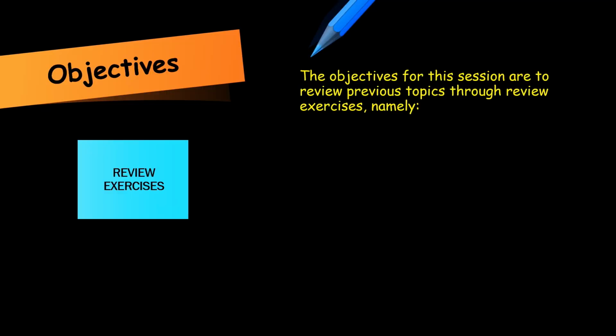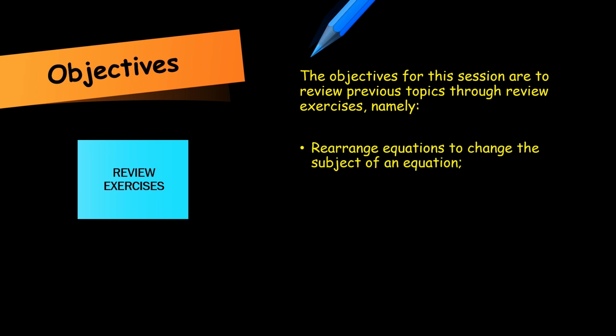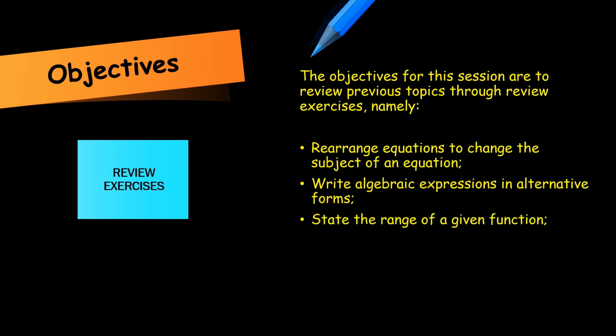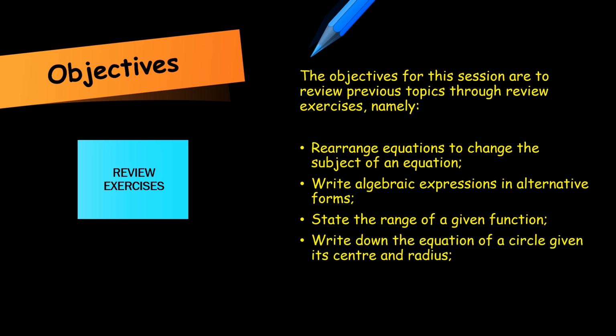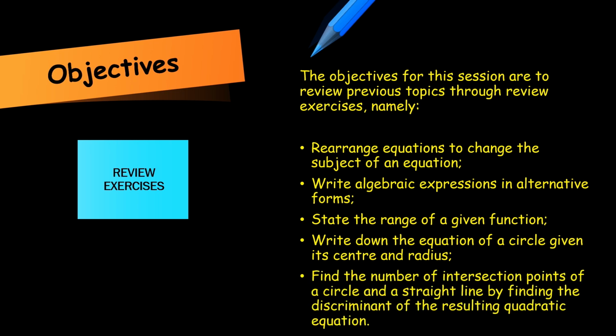The objectives for this session are to review previous topics through exercises, namely, rearrange equations to change the subject of an equation, write algebraic expressions in alternative forms, state the range of a given function, write down the equation of a circle given its centre and radius, and find the number of intersection points of a circle and a straight line by finding the discriminant of the resulting quadratic equation.